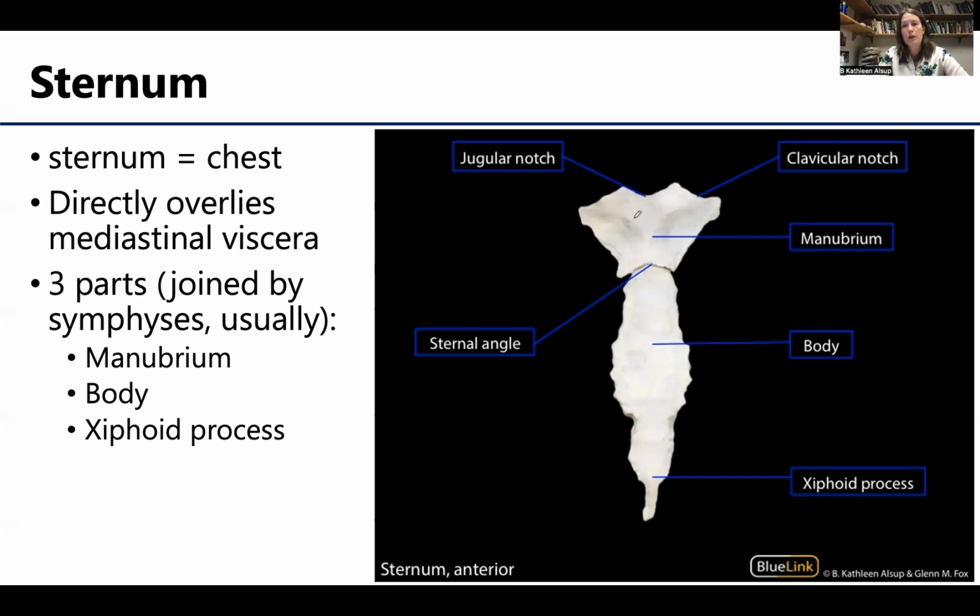The most superior is going to be the manubrium. That means handle. So it's kind of like the handle of the sternum. I've seen it described as kind of the top of a necktie, and I can't get that out of my head. So sometimes that helps there. The middle portion, or the longest portion, is the body. And the most irregularly shaped and most inferior portion is going to be the xiphoid process.